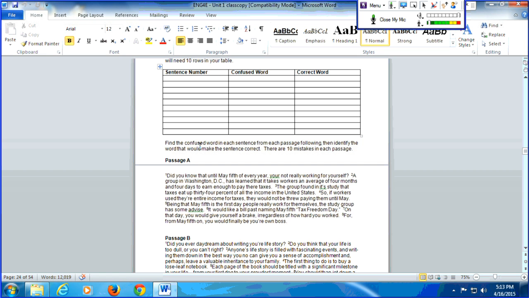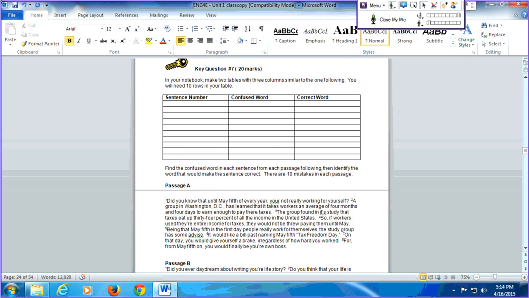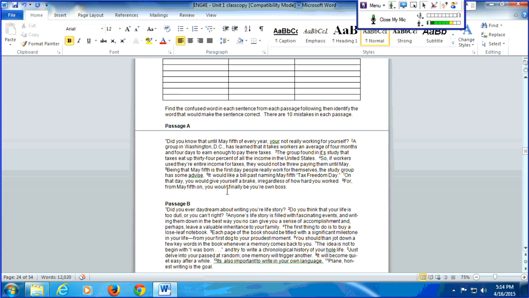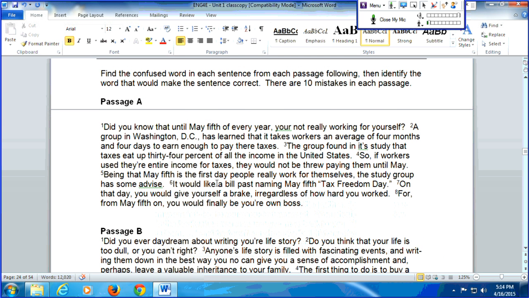So what we're going to do is go through and highlight the incorrect words, and then we'll look at plugging them into the chart later on. So I'm going to zoom in a bit so it's easier to see. It says, do you know that until May 5th of every year, you're not really working for yourself? So this your is incorrect. So we're going to highlight that one right there, just like that.